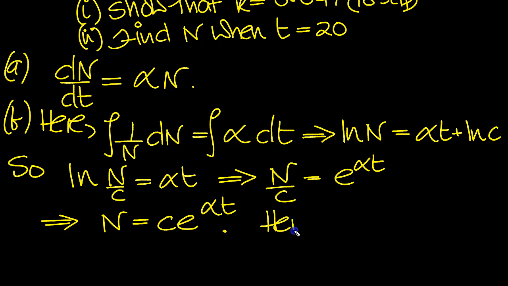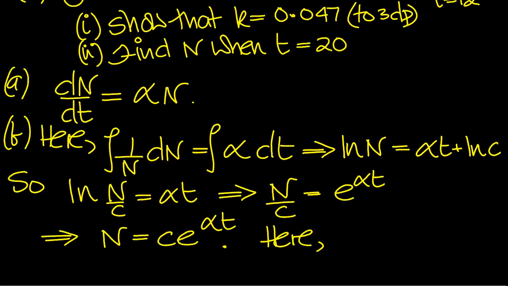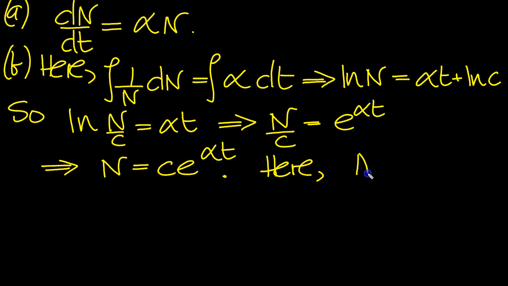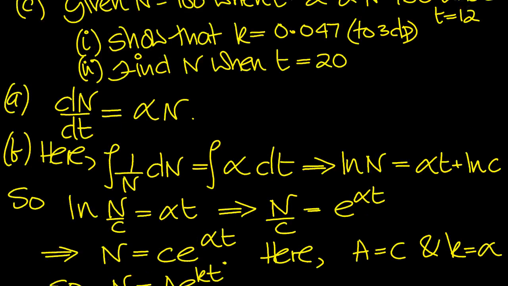So here it's of the right form, and we can say that a and k are constants, a e to the kt. So a has the value c in this, and k has the value alpha. So n is equal to a e to the kt is fine. So that's part B done.